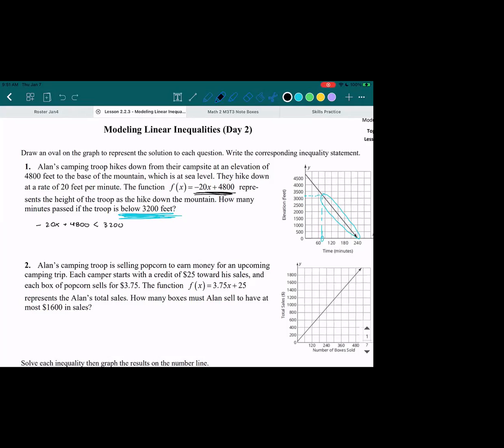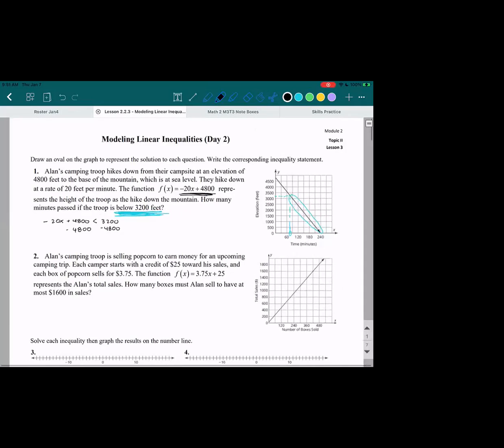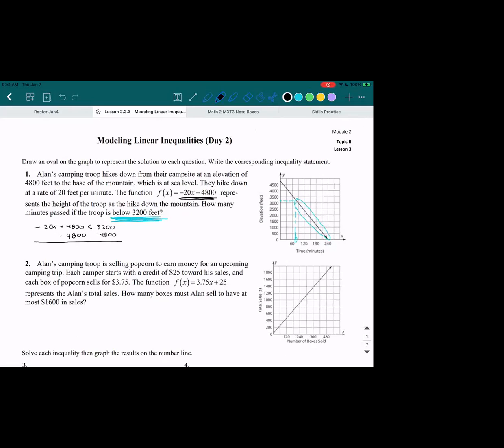And now we're going to solve for x. To solve for x, first thing we do is subtract 4,800 from both sides. Also remember that in this class, you can always use a calculator. So these two will cancel out. We will have negative 20x is less than 3,200 minus 4,800. So that would give us negative 1,600. Okay, I'm going to pause here, see if you have any questions.